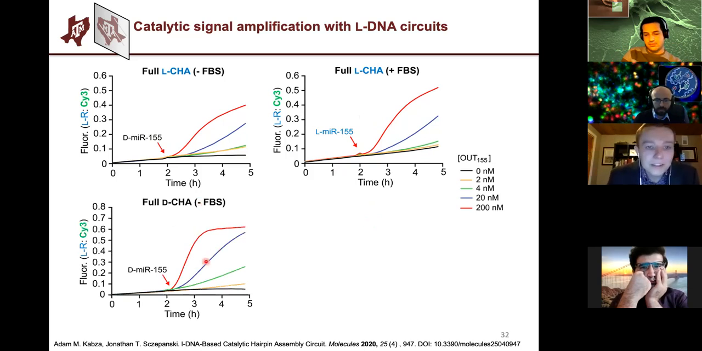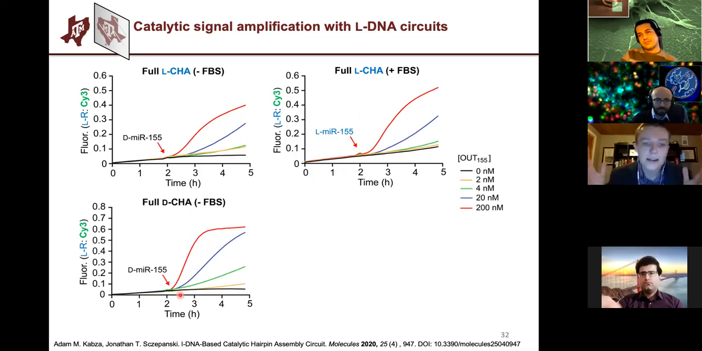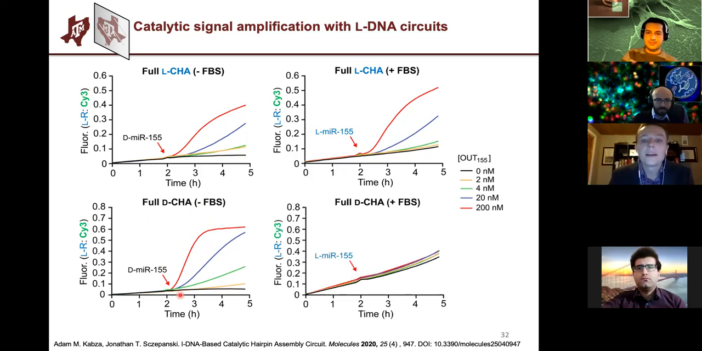Oh yeah, so here you see the full DCHA with the D155. You can certainly see, I think, the kinetics of those reactions are much faster and it behaves much better when a D input is used on a D inversion gate, since it's not actually inverting stereochemistry. But then when we do the DCHA in the presence of FBS, we see that it basically just degrades, and there's no change when I add initiator.